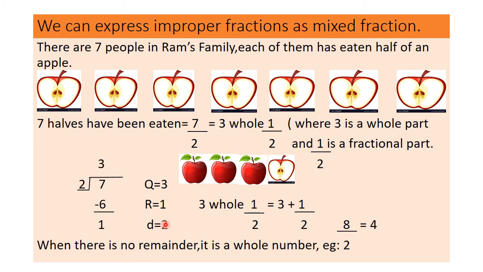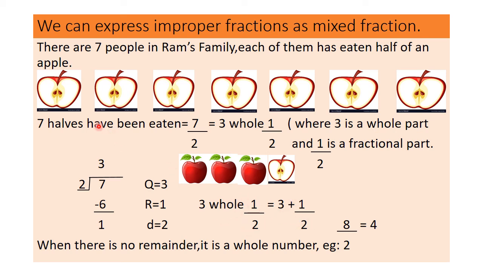So the formula for writing the mixed fraction is Q R by D. That means 3 whole 1 by 2: quotient, and then remainder by divisor. The quotient shows the whole part, and the remainder by divisor shows the fractional part. We can also write 3 whole 1 by 2 as 3 plus 1 by 2.